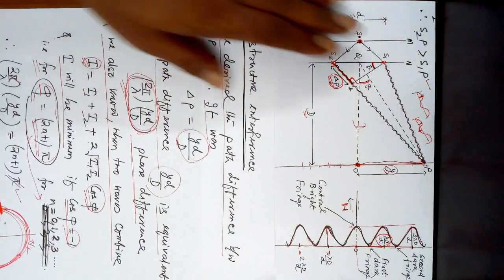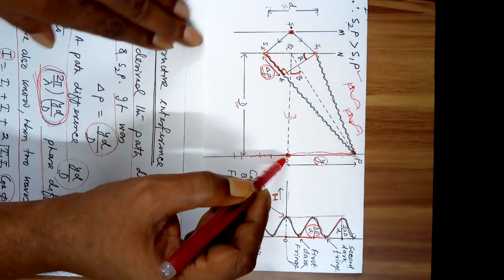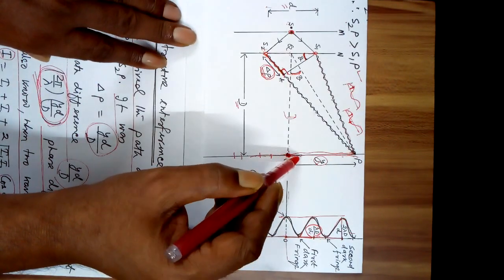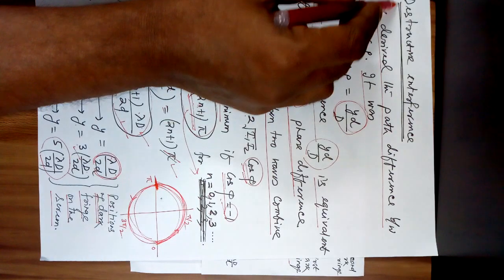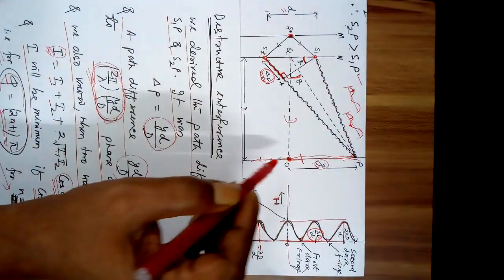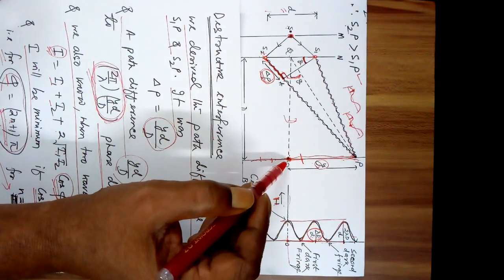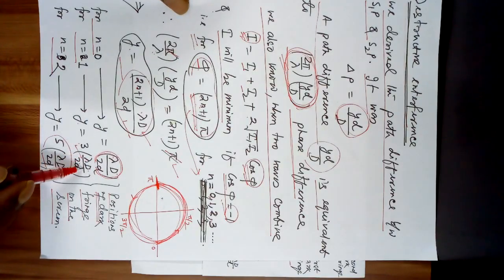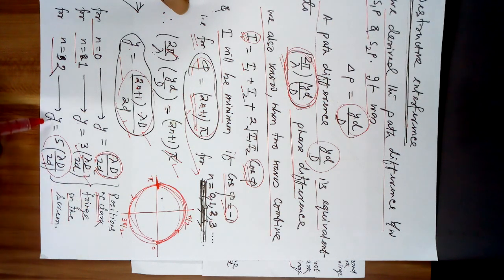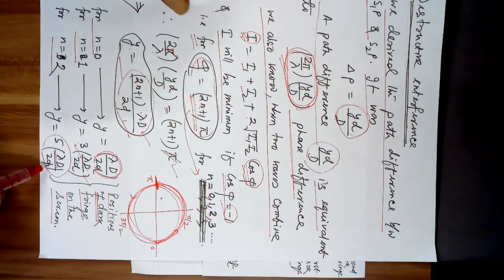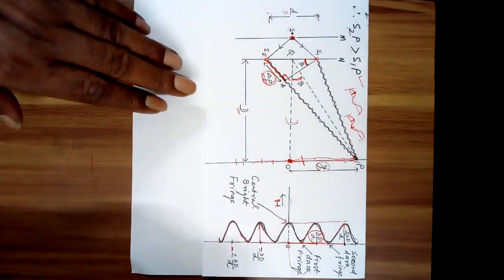Means for this point y is 0. From here at a distance lambda capital D over 2d, there is a destructive interference, means intensity is minimum to this side as well as to this side. Then from here at a distance 3 lambda capital D over 2D, again there is a destructive interference, means the intensity is minimum. Similarly, at y is equal to 5 lambda capital D over 2D is a third position. That is what I have explained here.